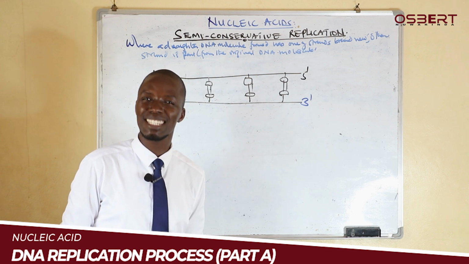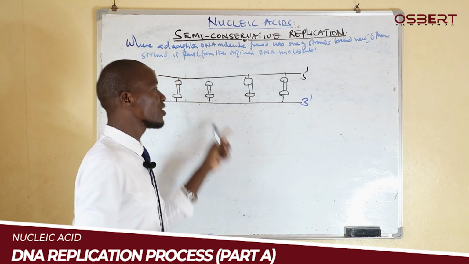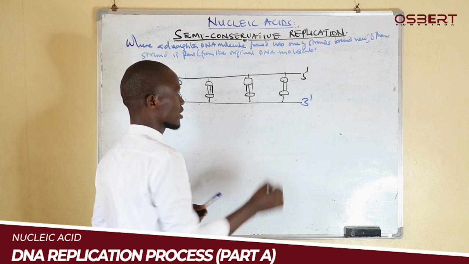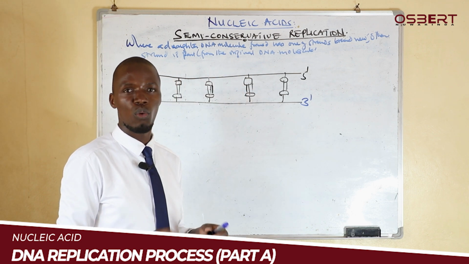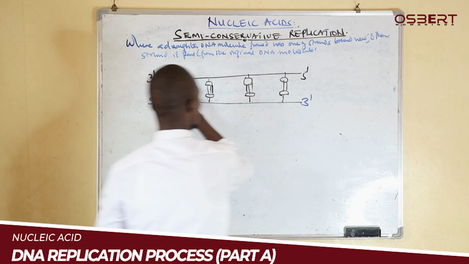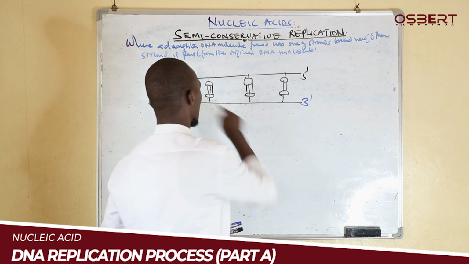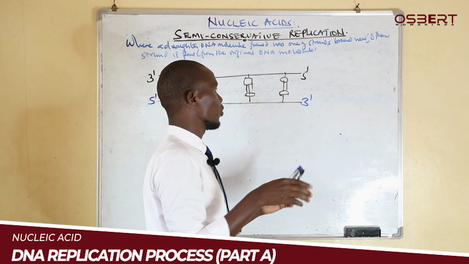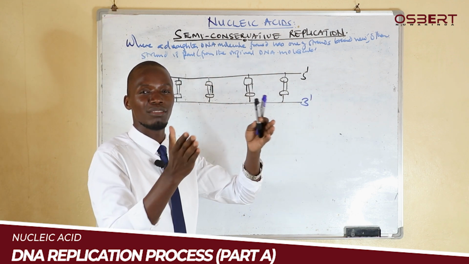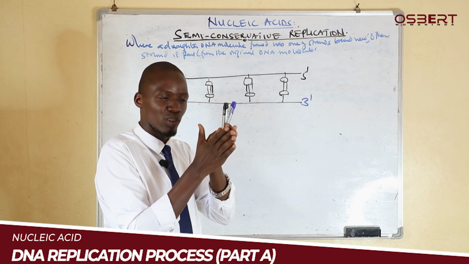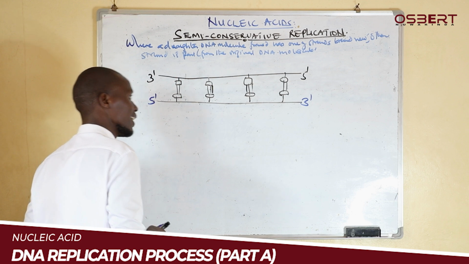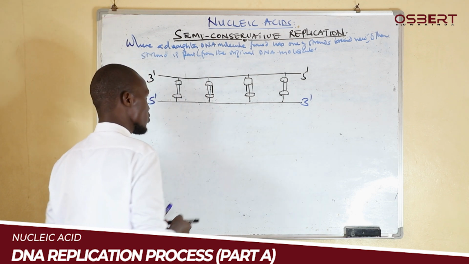How? Take these hydrogen bonds as the zip of somebody's trouser. When you say unzipping, it means opening the zip, so these bonds must be broken down, and then when they are open, you would have opened them up like this. So we have our DNA structure, and we have our DNA helicase which will come.